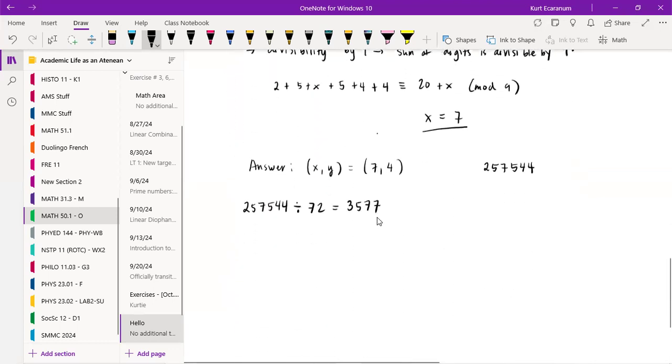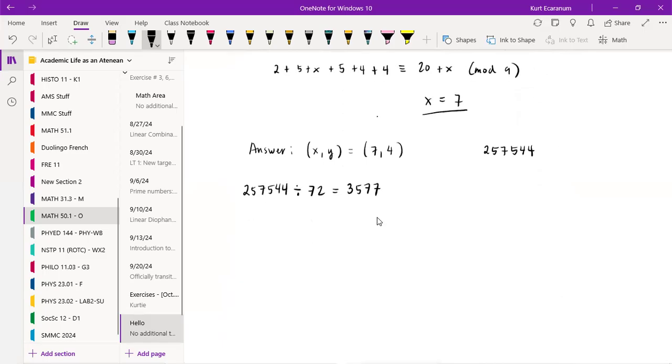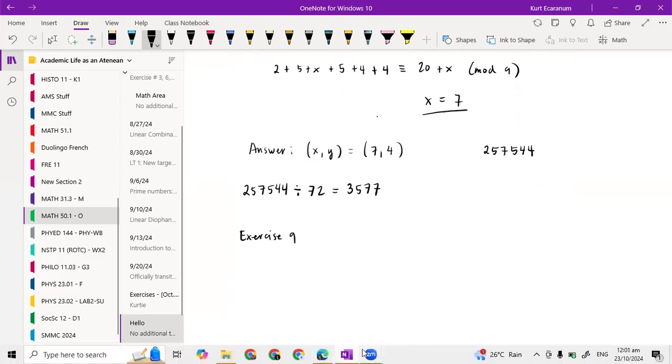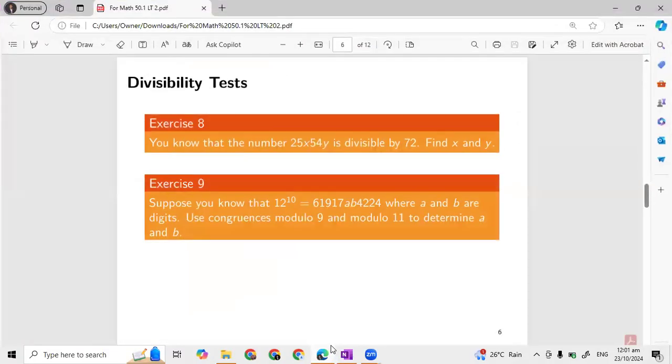Sige. Exercise 9 naman. Basahin natin again. Suppose you know that 12 to the 10 is equals to 61917AB4224, where A and B are digits. Use congruences modulo 9 and modulo 11 to determine A and B.